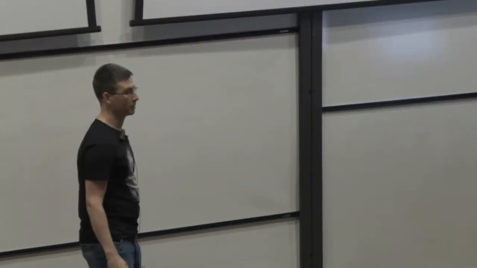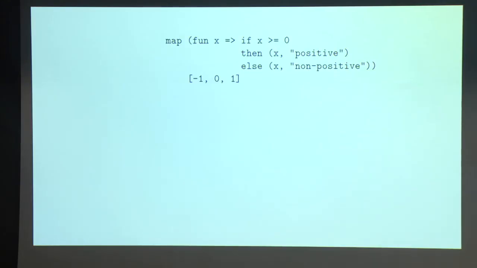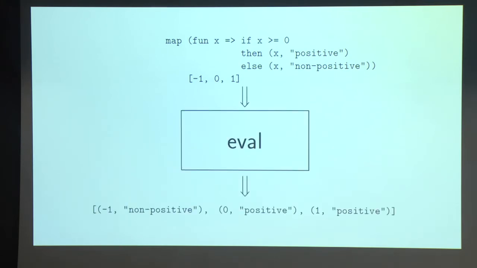Okay, hello everyone. I will tell you about imperative functional programs that explain their work. So let's say you've written a program that takes a list of integers and pairs each integer with a string that tells us whether that integer is positive or not. You run the program, you get the result, and you realize that the result is incorrect because your program claims that 0 is a positive number. So now you're left with the task of finding the bug in your program.